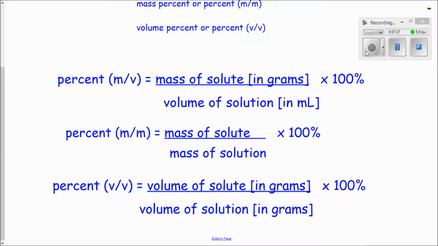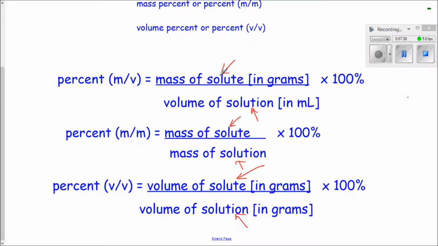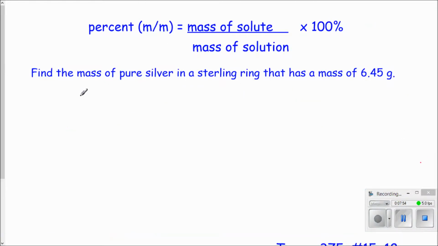These all share something in common. They all have solutes on the top and are being divided by the solution on the bottom. The variation is like it says here, mass is on the top, volume is on the bottom. Mass is on the top, mass is on the bottom. If you're using mass, you want to make sure that you have the same units. And that's it. So let's do an example of this. We're just going to do one quickly, and we'll do some more examples in class.